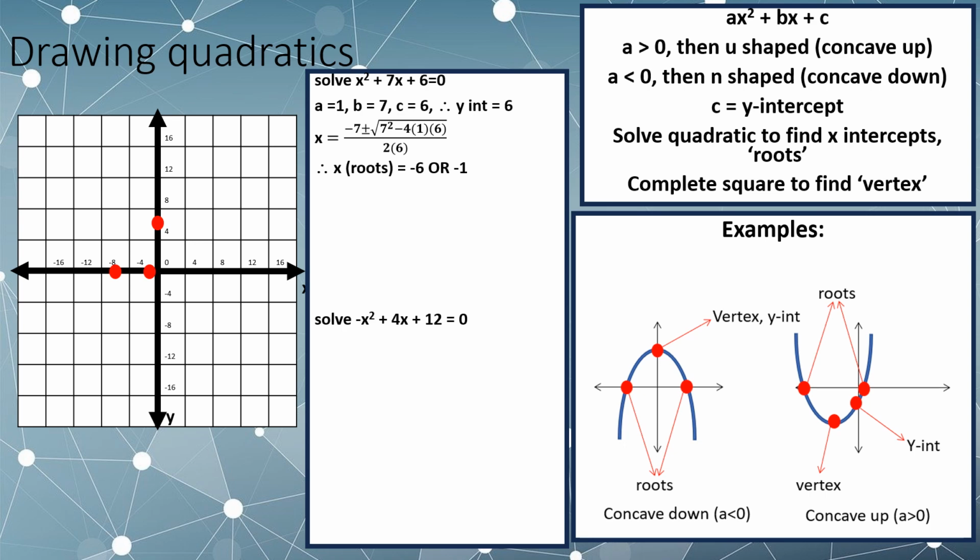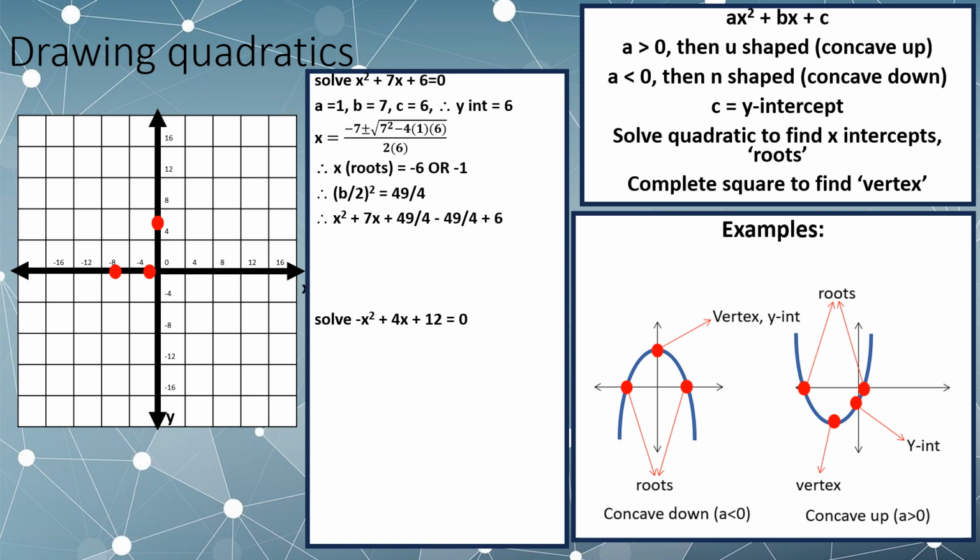Final step is to find our vertex. So we have to complete the square. So my b over 2 squared value is 49 over 4. So I will place that into my equation. So we have x squared plus 7x plus 49 over 4, subtracting 49 over 4, as to balance it out we need to subtract it as well, plus 6.